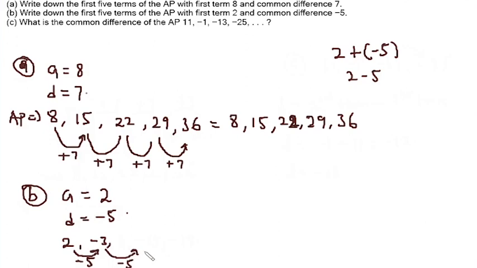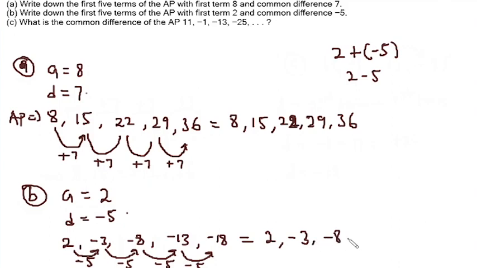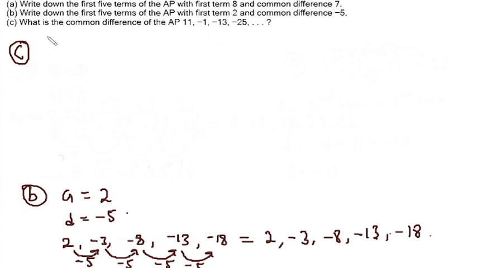So minus 3 minus 5 is minus 8, and then same thing again, minus 5. Minus 8 minus 5 is minus 13, same thing again, minus 5. So minus 13 minus 5 is minus 18. So we've gotten our 5 numbers. So our AP is simply 2, minus 3, minus 8, minus 13, minus 18.